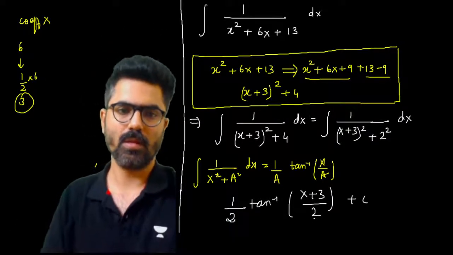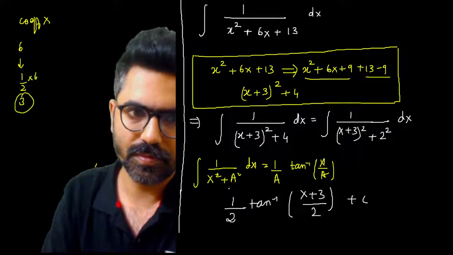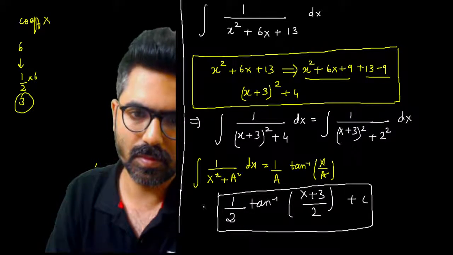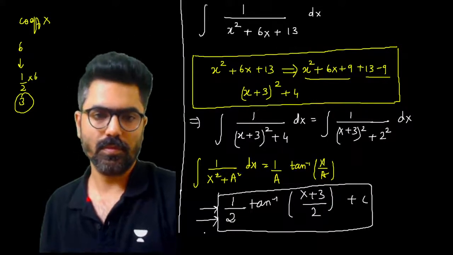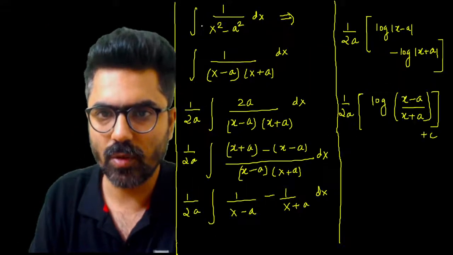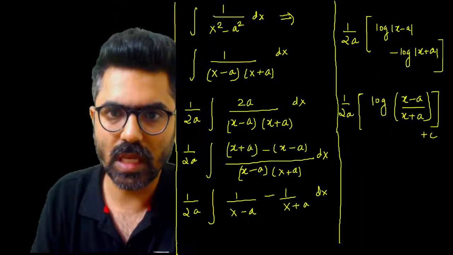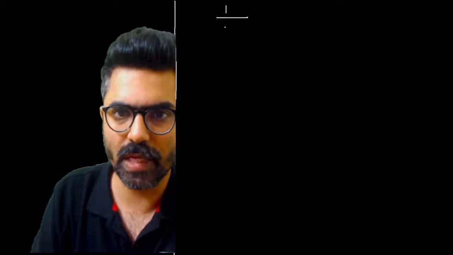Okay, this is the final answer: 1 by a tan inverse of (x plus 3) by 2. I hope 1 by quadratic type is okay with everyone. In the upcoming sessions I'll plan for linear by quadratic and all. Right now I'll just give you 3 more formulas for 1 by root quadratic. This was 1 by quadratic type. Now we'll focus on 1 by root quadratic type also.